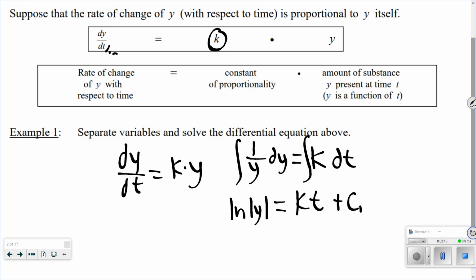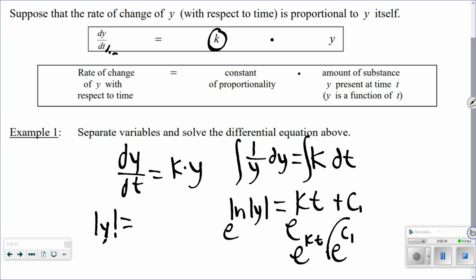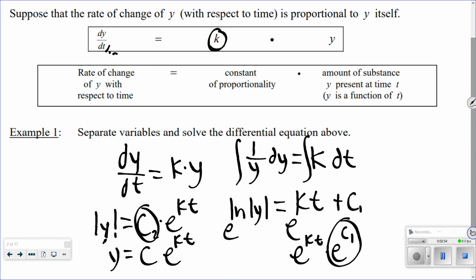I want to solve for y, so I'm going to take e to both sides. This is really similar to a lot of the problems we've done. e to the ln cancels out, so I have the absolute value of y equals, remember over here we're going to split this apart, e to the kt times e to the c1. That just becomes another constant. So I end up with a second constant times e to the kt. And then to get rid of the absolute value, we put a plus or minus. But if I take plus or minus this constant, it's just a new constant. Okay, so I get all the way down to there.